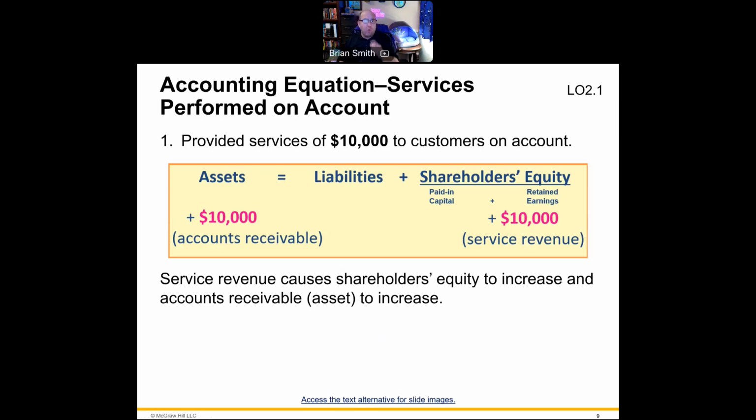Okay. So we provide services for $10,000. Our revenue goes up. Our assets go up. We are owed the money because it was on account. The person's going to pay us $10,000.